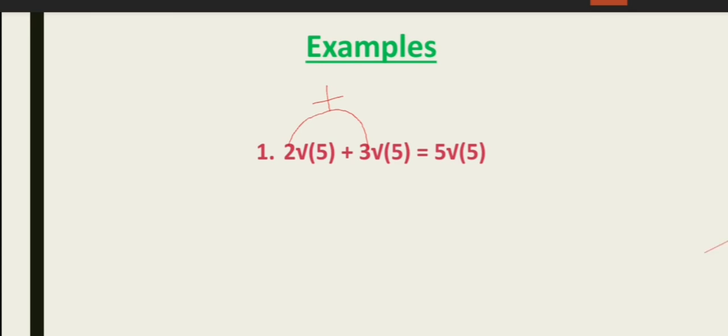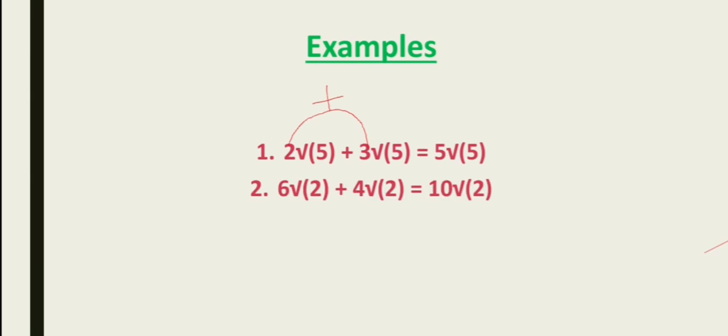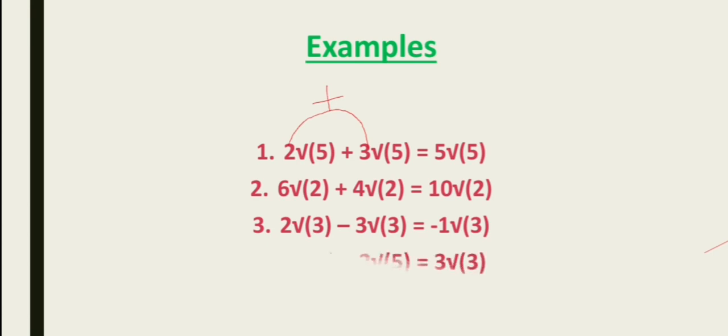Now the second example, 6 root 2 plus 4 root 2. Here also keep the root 2 as it is. Just add the coefficient. 6 plus 4 is equal to 10. Our answer will be 10 root 2. Next, the third example is 2 root 3 minus 3 root 3. We are doing the subtraction. 2 minus 3 means it is minus 1, keeping the root 3 as it is.